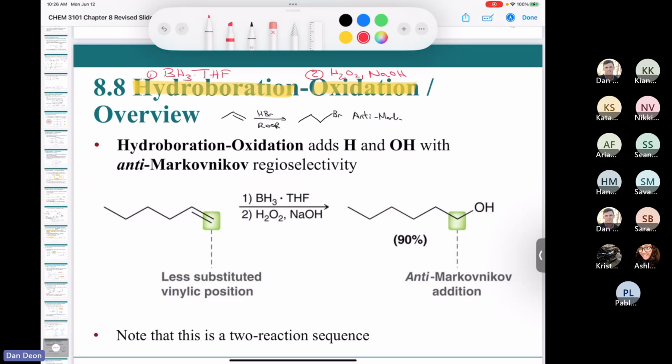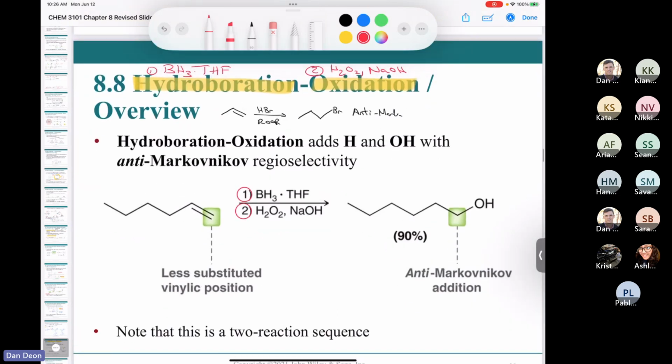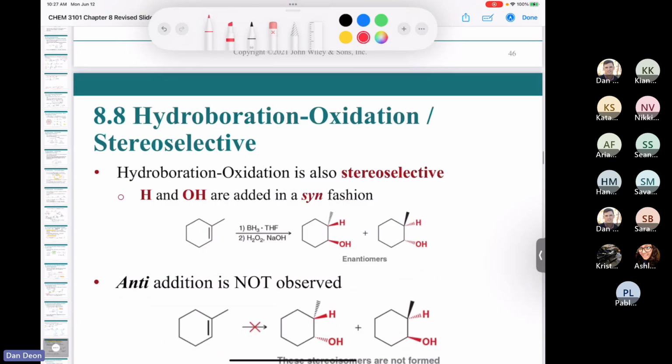So again, it's two steps. What's going to happen is you get anti-Markovnikov addition of water. First step is hydroboration. I'll explain what BH3·THF is. And the second step is hydrogen peroxide and sodium hydroxide. Again, this is a mechanism I don't ask you to memorize, or I've never asked about the mechanism, maybe in a homework, and that would be about it. If you take organic chemistry for chemistry majors at UCCS, we do go into the details of this mechanism, but in 3101 and 3111, we do not. However, it is covered in the textbook.